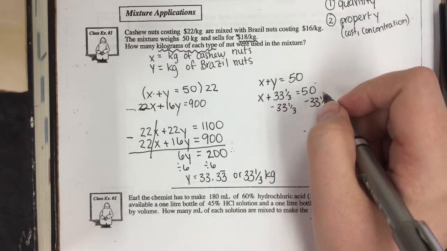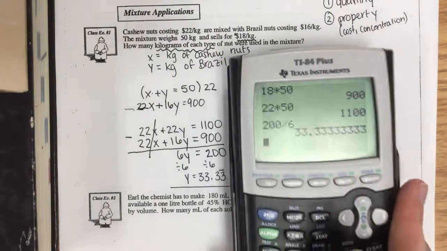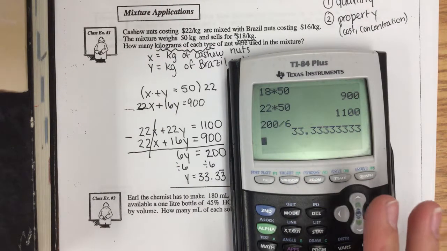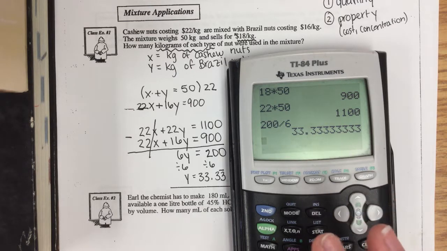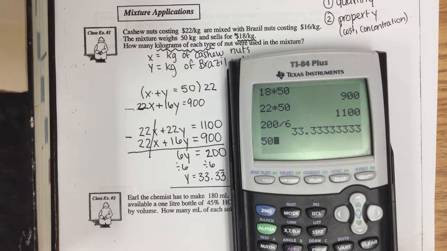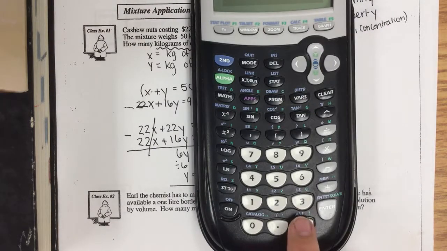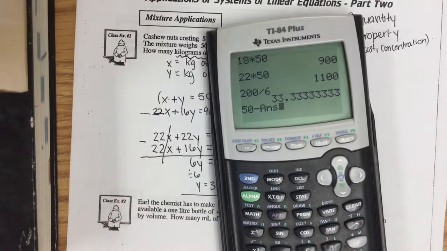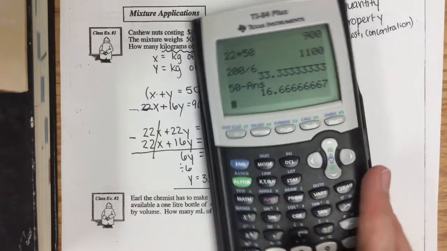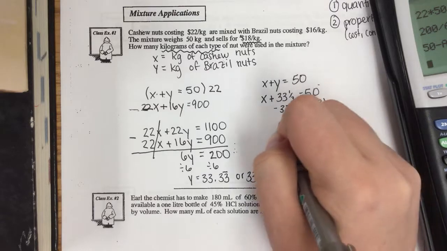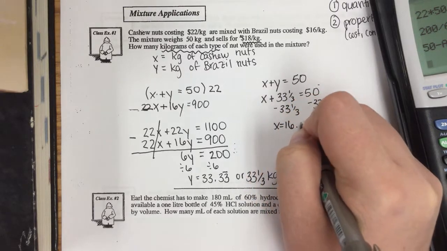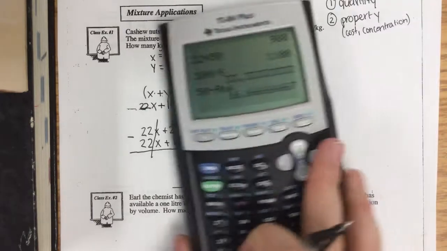And so when I'm typing this on my calculator, I'm just going to show you what I have. Right now I have 33.3 repeating, and when I would go to subtract this, I go 50 minus, second, the negative sign, which is answer, second answer, 16.6 repeating. And I'll show you how I would get my fraction too.